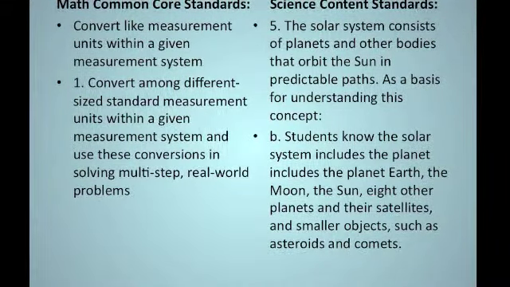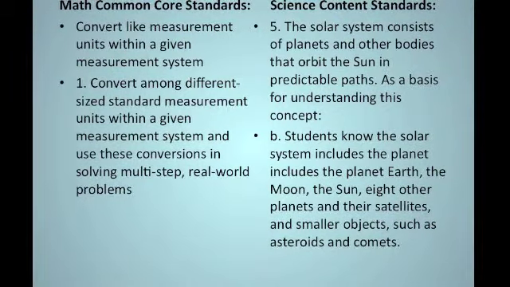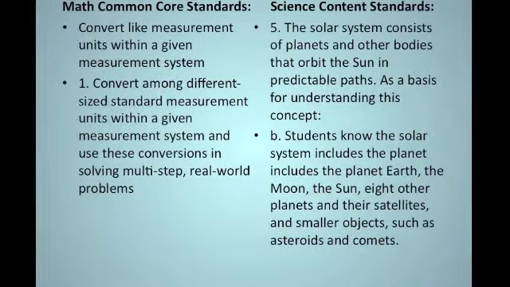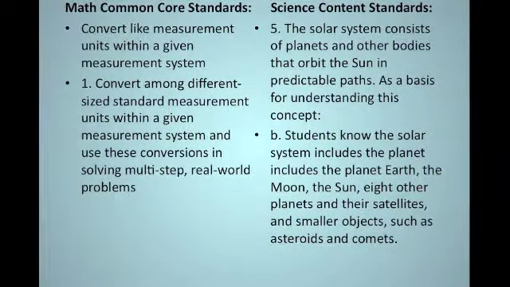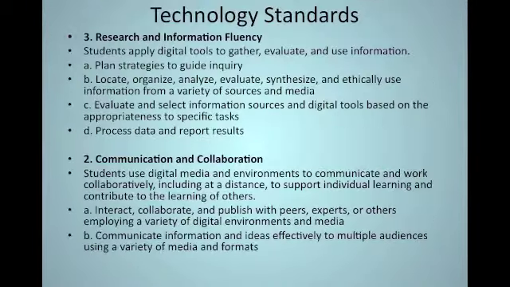The solar system consists of planets and other bodies that orbit the sun in predictable paths. As a basis of understanding this concept, students know the solar system includes the planet Earth, the moon, the sun, 8 other planets and their satellites, and smaller objects such as asteroids and comets.